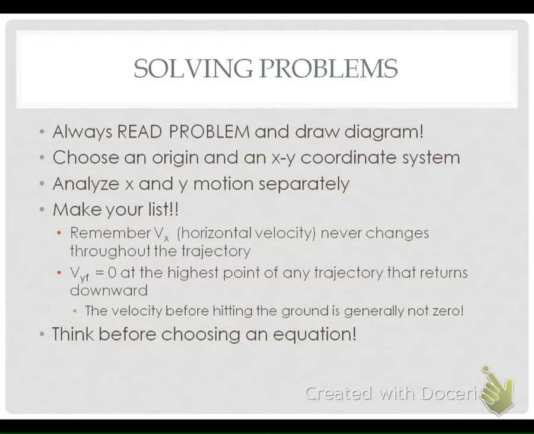The velocity before hitting the ground is generally not 0. When we're talking about final vertical velocity, we're not talking about when it hits the ground. We're talking about the very, very instant before that. It's traveling at a certain speed. So typically your final vertical velocity won't be 0 if it's just before hitting the ground. Does that make sense? We're not talking about finally when it comes to a stop. We're talking about the instant before it hits the ground.